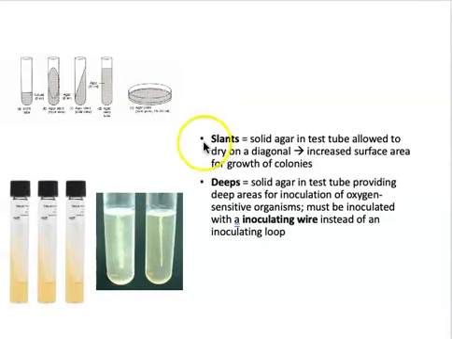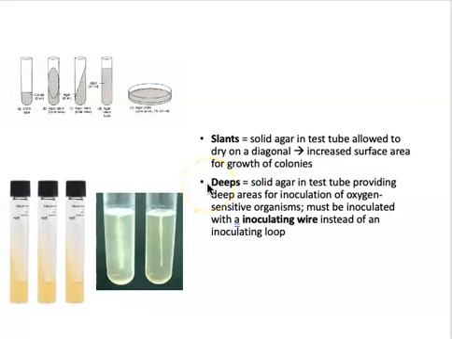So, slant tubes are solid agar in a test tube that are allowed to dry on a diagonal. That increases the surface area to allow us to grow some cells. We're not going to use slant tubes to count colonies. We're not going to use them to evaluate colony morphology. We're just trying to get some cells to grow.